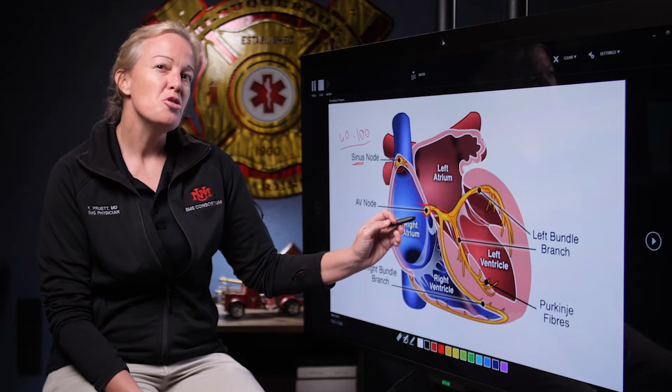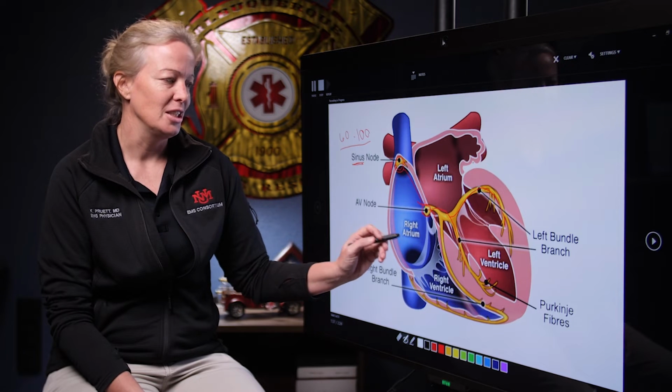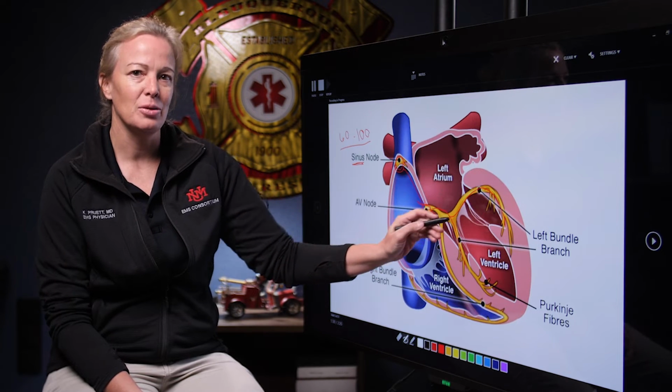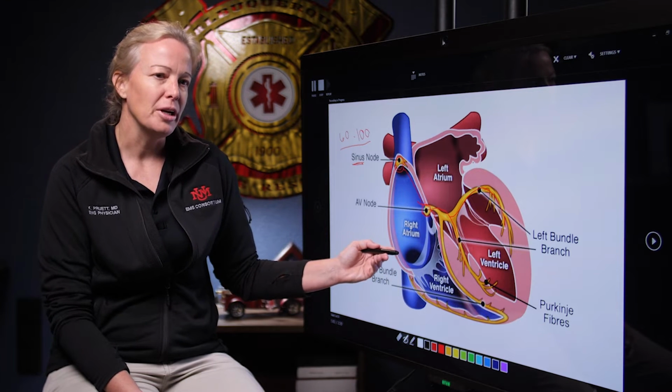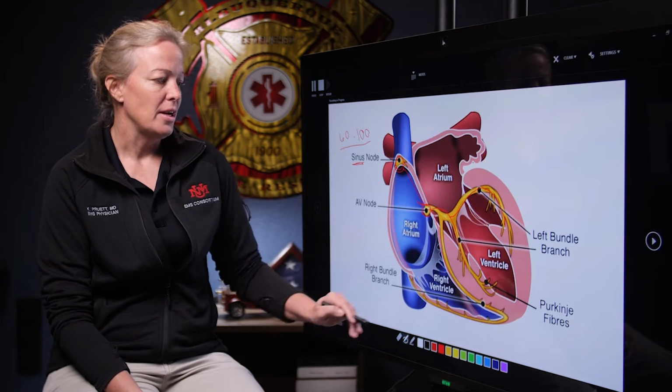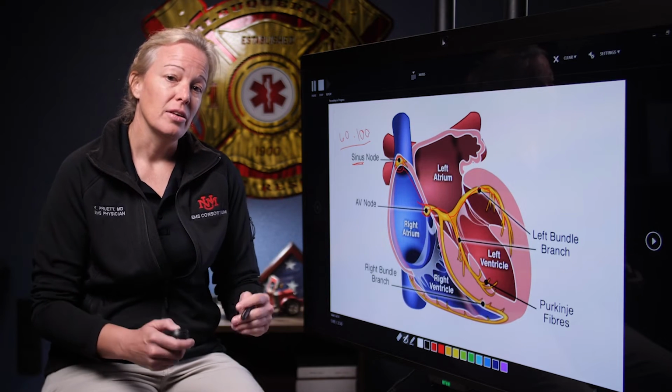Sometimes there's new evidence that there may be three that we're learning about a little bit more, but classic teaching is there's two left bundles, an anterior one and a posterior one. And on the right side, it's a little bit smaller and weaker, so there's one right-sided bundle there to conduct the electricity and tell the heart to squeeze.